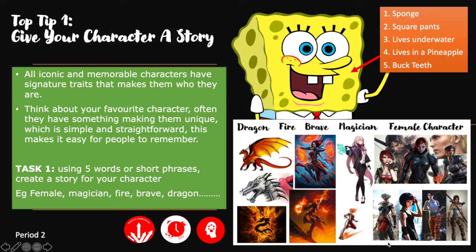So, all iconic characters have a very memorable look and profile. Like SpongeBob here, he's a sponge, he has square pants, he lives underwater, he lives in a pineapple, and he has buck teeth. You could also say that he's yellow, and he has big goofy looking eyes, but he's very, very memorable. Your first task is to have a wee think about what you want your character to be. So using 5 words or short phrases, you're going to create a story for your character. For example, I've got dragon, fire, brave, magician, and female character for my little board down there.